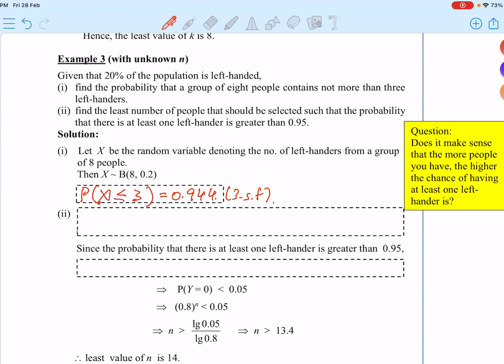Okay, then let's look at part 2. Part 2 asks you to find the least number of people that should be selected such that the probability that there's at least one left-hander is greater than 0.95. Because there is a change in the probability, you are looking at the probability of success. You look at the case where there is at least one left-hander, that is greater than 0.95.